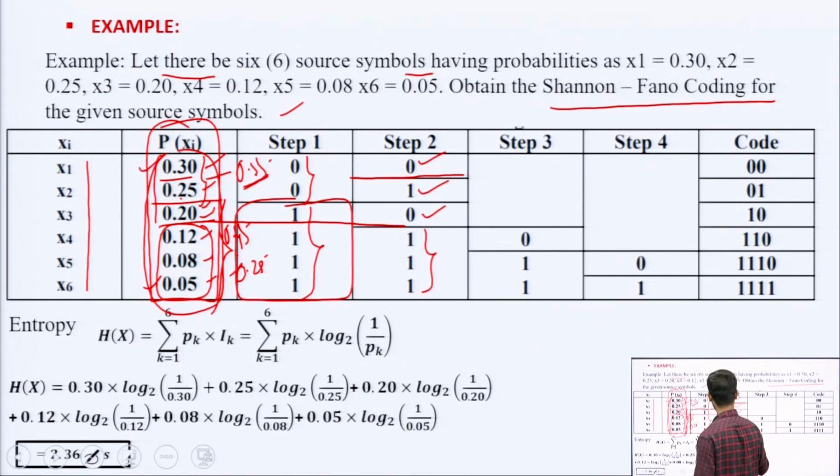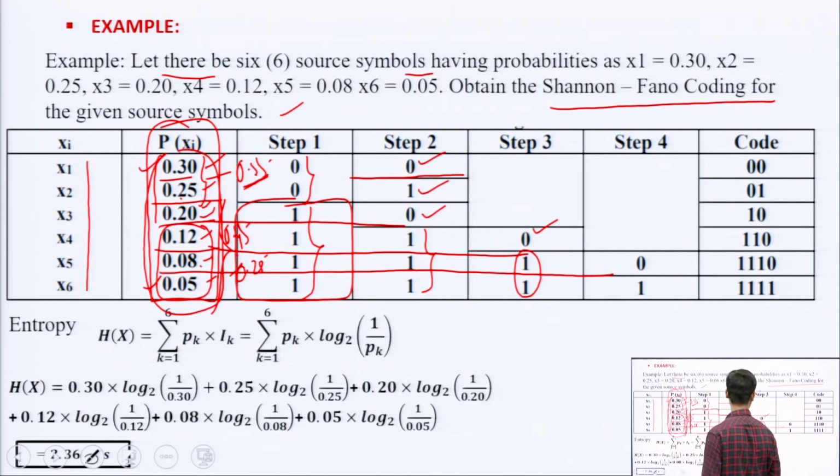Again I will see how these 3 will be arranged. We can see that this is 0.12, this is 0.13. So again I can divide this: upper half is 0, lower half is 1. Again I can see that only 2 are left. So upper half 0, lower half 1.